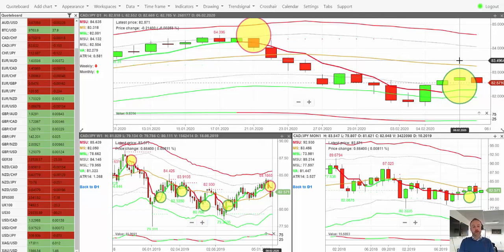So this is part one of the CAD yen trade for the 6th of February 2020.